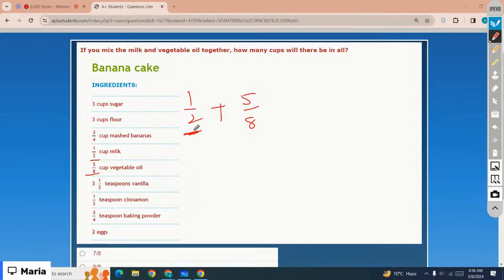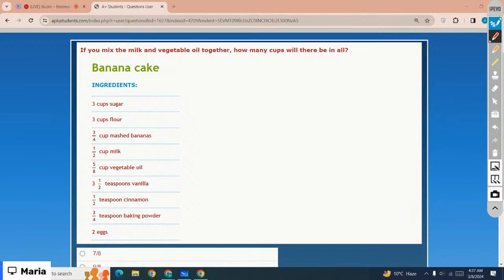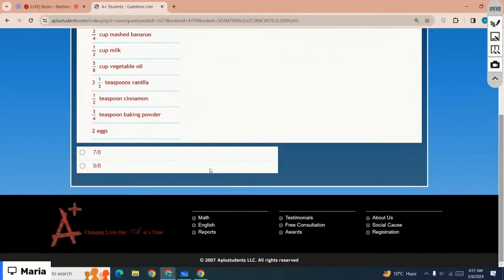You know how to add fractions with unlike denominators. First thing is you need to make the denominator the same, so you have to multiply this fraction by 4 because 4 times 2 is 8. So 1 over 2 times 4 gives 4 over 8, plus 5 over 8. Right? So you can add, that is 9 over 8. So the correct option is 9 over 8. Option number 2 is the correct option, right?